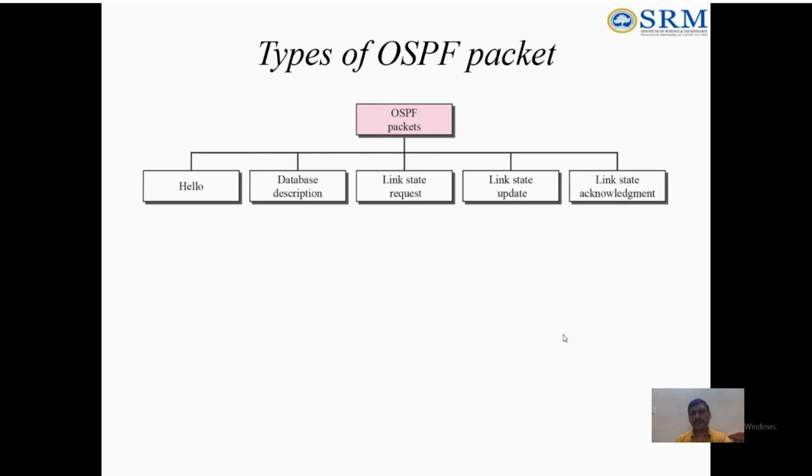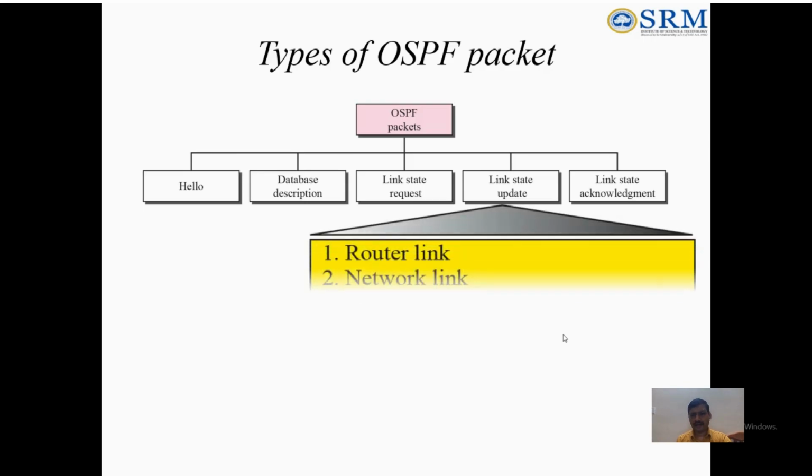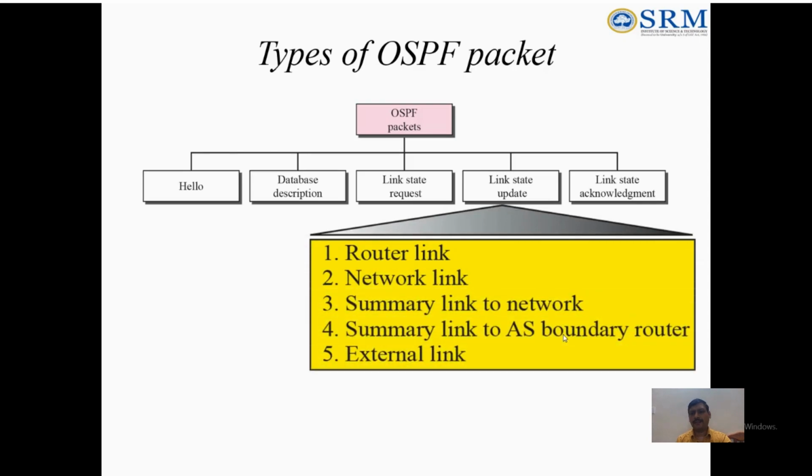What are the types of OSPF packets? It has hello packets, database description, link state request, link state update, and link state acknowledgement. When I say link state update, mostly in OSPF we are dealing with the link state of the link: the router link, network link, summary link to the network, summary link to the autonomous system boundary router, and external link. These are the various types of link state that will be updated to the nearby routers.